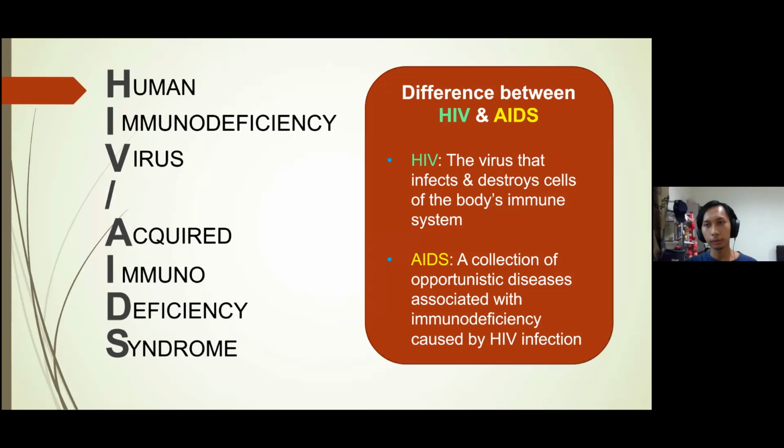So, HIV stands for Human Immunodeficiency Virus, and AIDS stands for Acquired Immunodeficiency Syndrome. It's important to know how to differentiate between HIV and AIDS. HIV usually refers to the virus that infects and destroys cells of the body's immune system, while AIDS is a collection of opportunistic diseases associated with immunodeficiency caused by HIV infection.